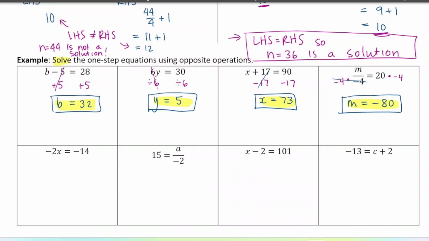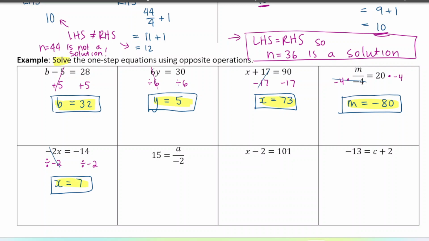Okay, you can pause the video here and try these ones on your own. There's more negative numbers involved in the second row here, or you can do them with me. First one, a lot of students think that we should add here to both sides, but the negative 2 is being multiplied with the x. So we want to do the opposite of multiplication, which is division. So we want to divide by negative 2 on both sides. So once we divide by negative 2, we get 7. Negative 14 divided by negative 2 is 7.